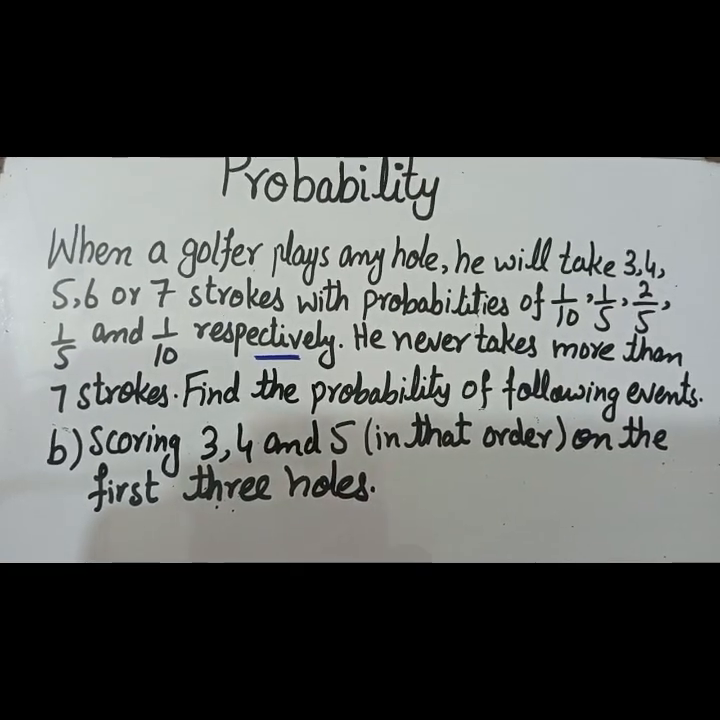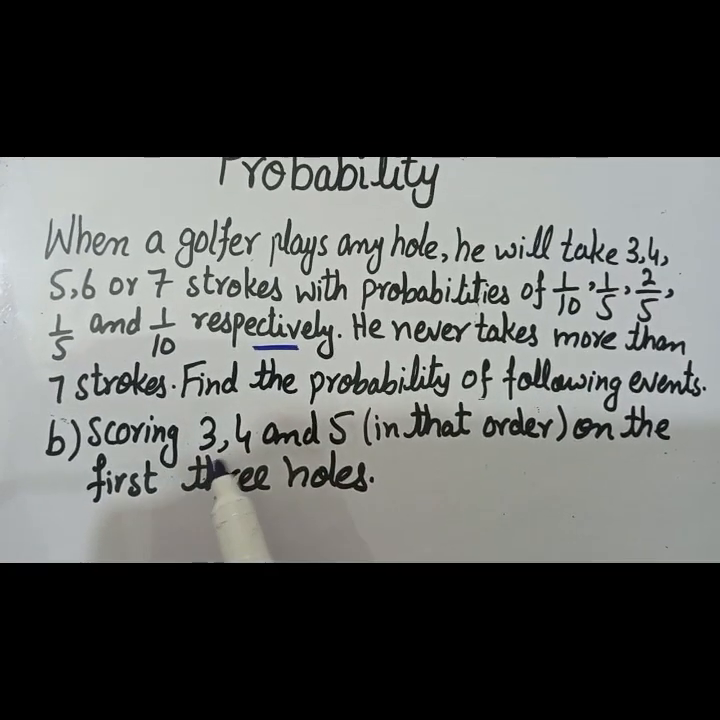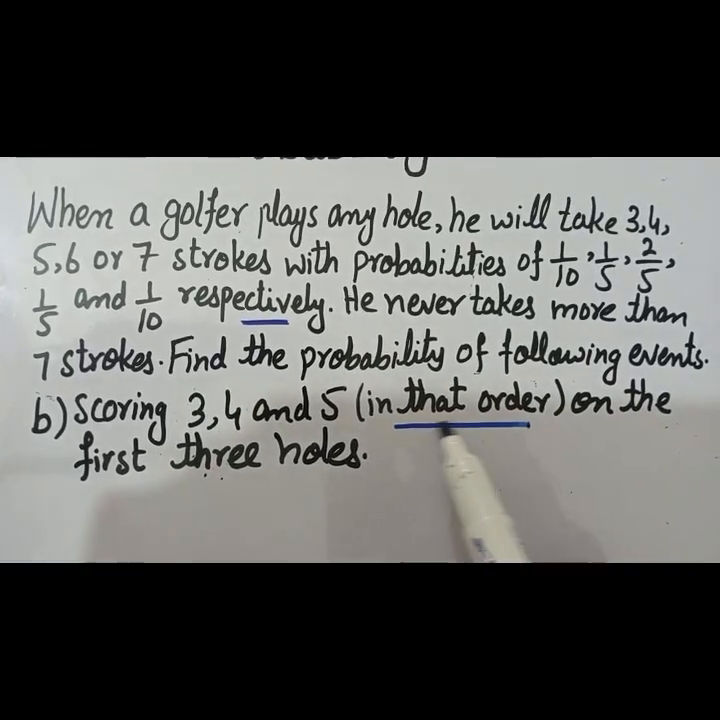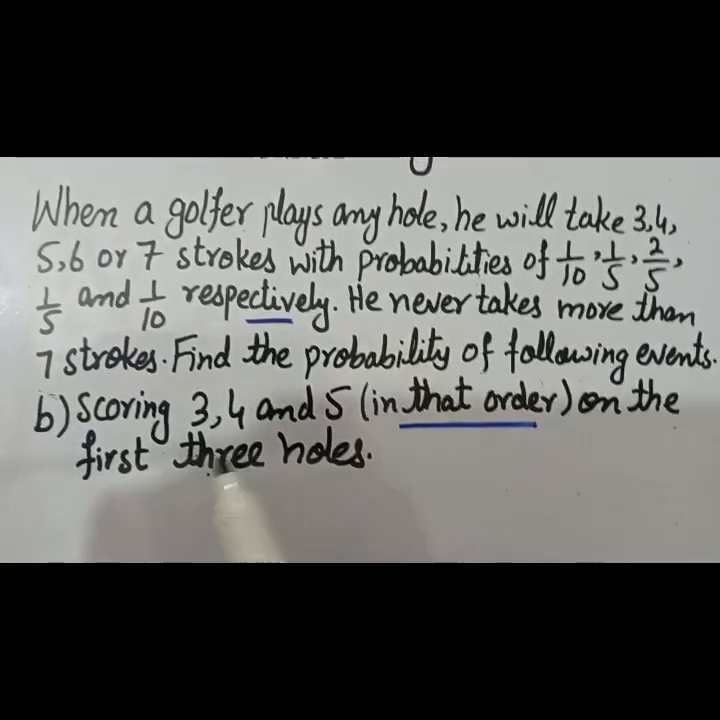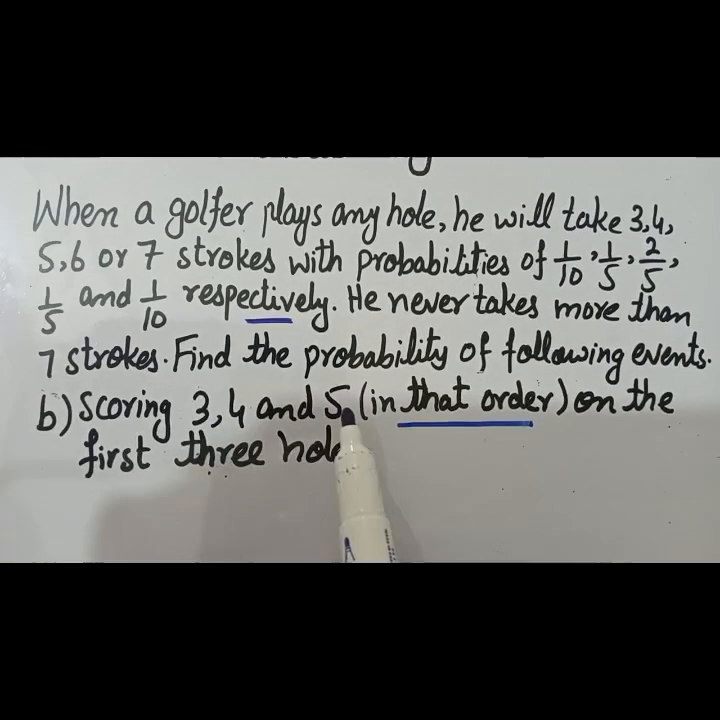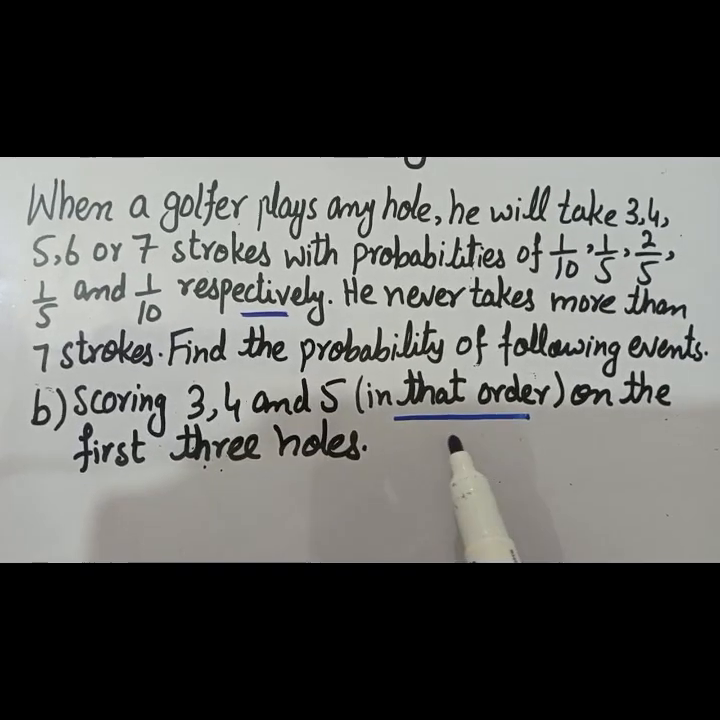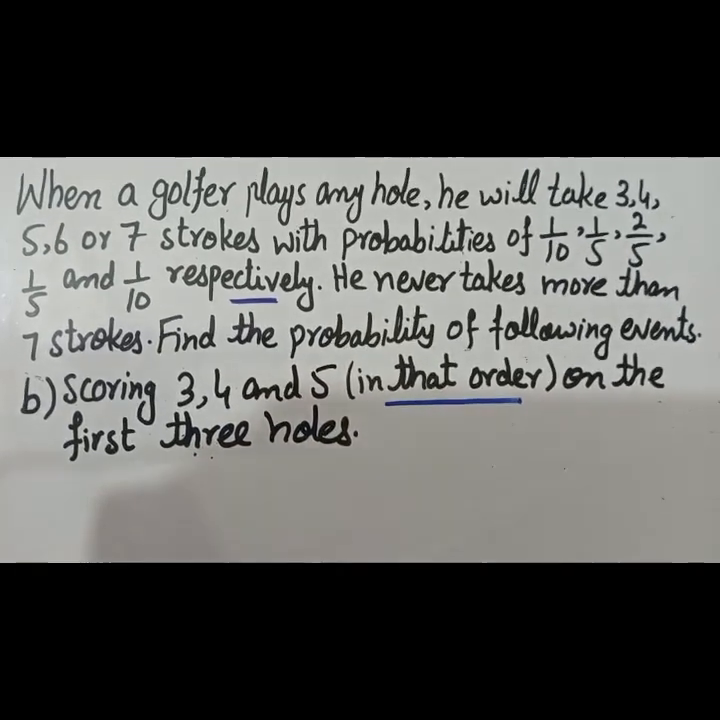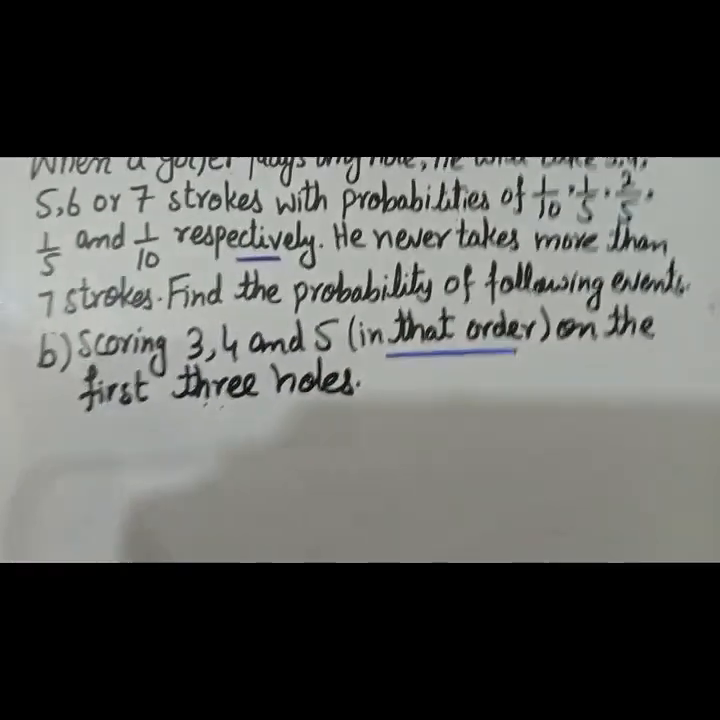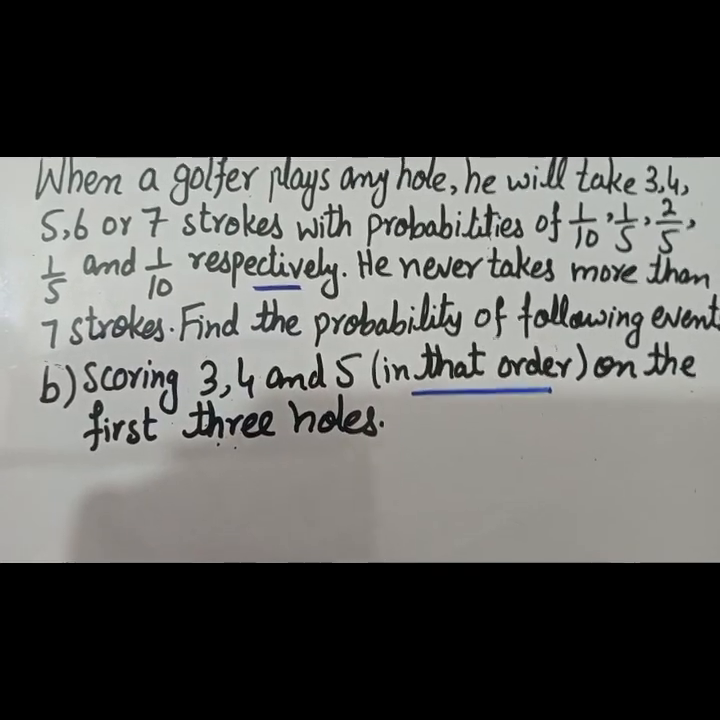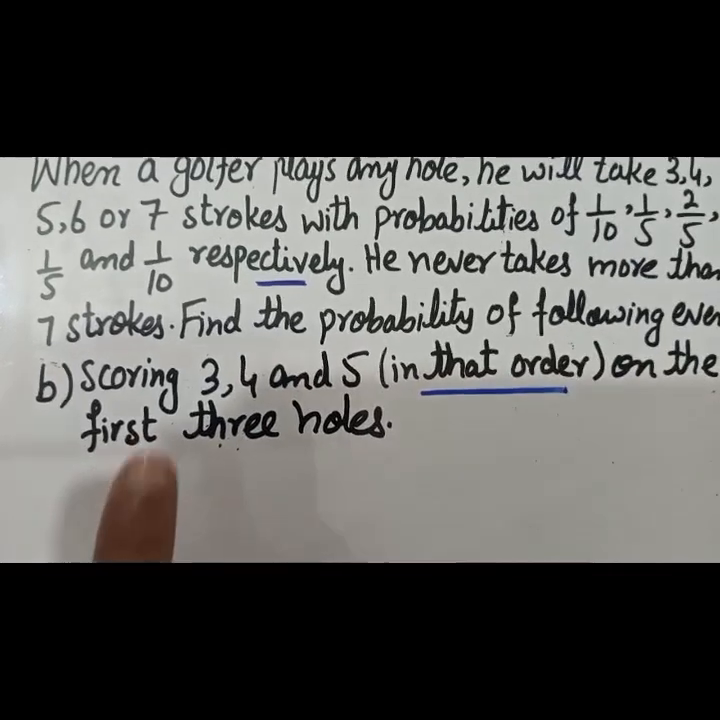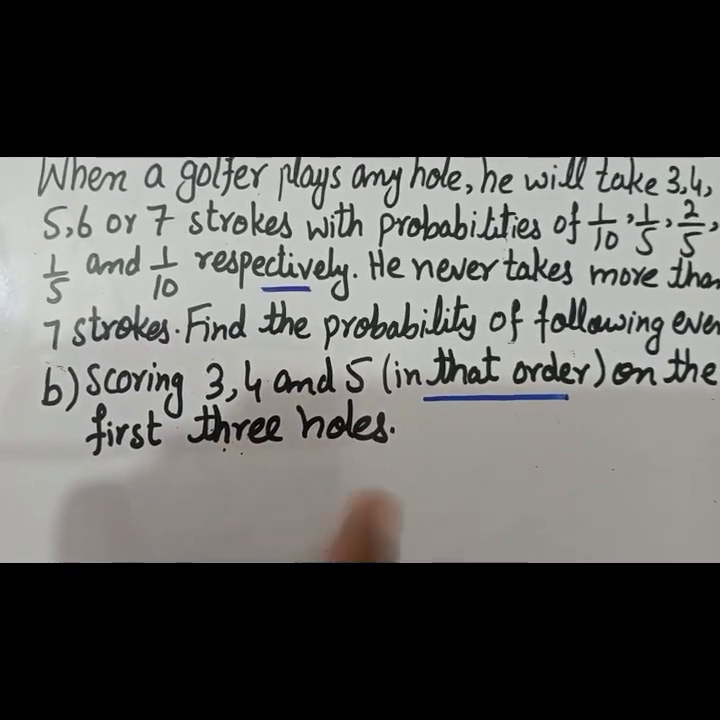Now if you move toward part B of this question, it says scoring 3, 4, 5 in that order. You have to focus on this. It means that you are not supposed to change the order. On the first hole you are going to have 3, then 4, then 5. You are not going to shuffle it because it is written here "in that order." It means you are bound to take the order which is given by the examiner, or the order which is written in your question. If this phrase is not written, then you have to take the different combinations. That will be 3 4 5, 4 5 3, and 5 3 4.